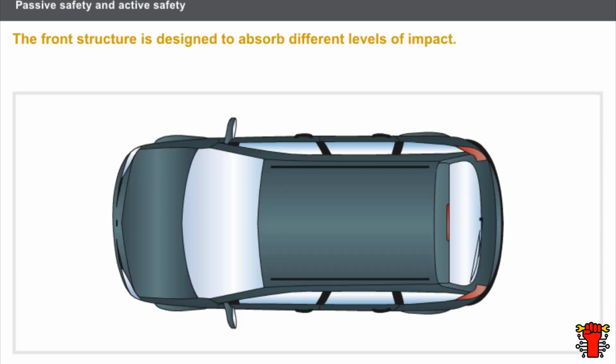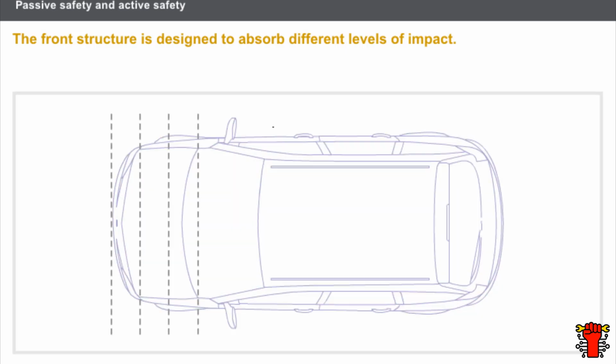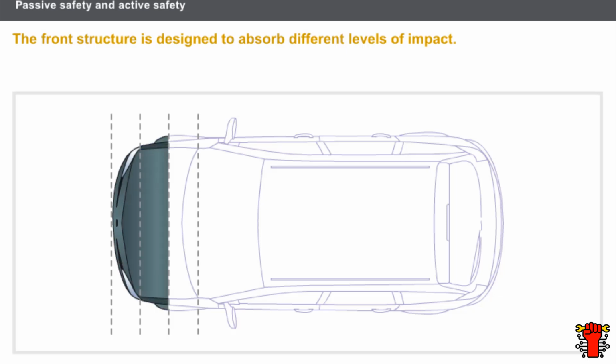The front structure is designed to absorb different levels of impact. Impacts are classified according to their severity. The least severe impact involves just the impact crossmember and the front end panel. Severe impacts involve the crumpling of the front section of the side members. Very severe impacts involve the controlled crumpling of all of the front end unit structural components.